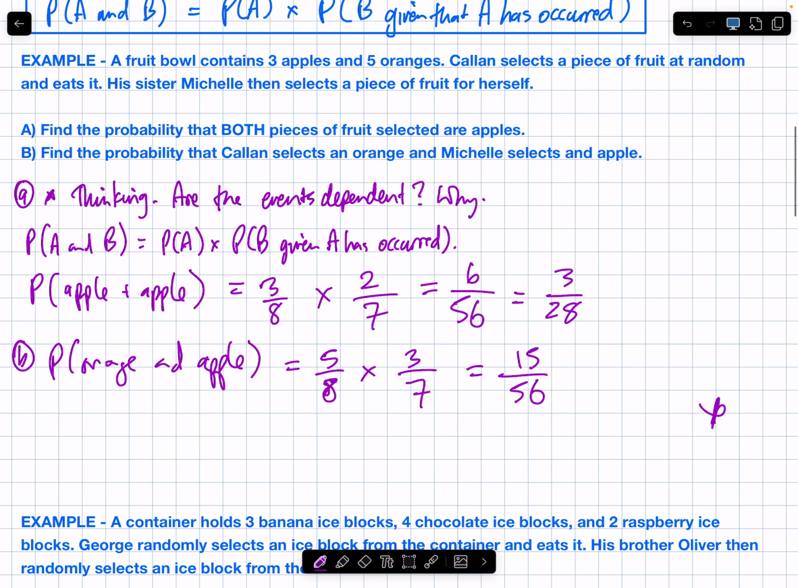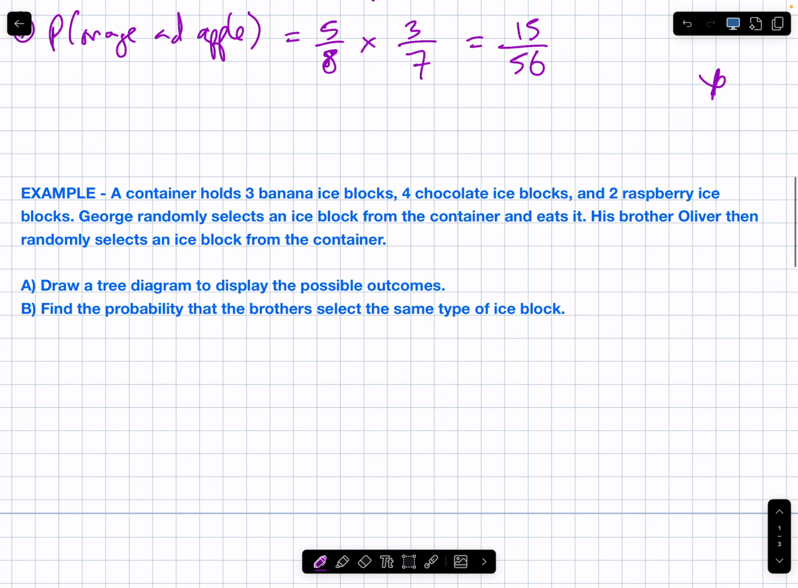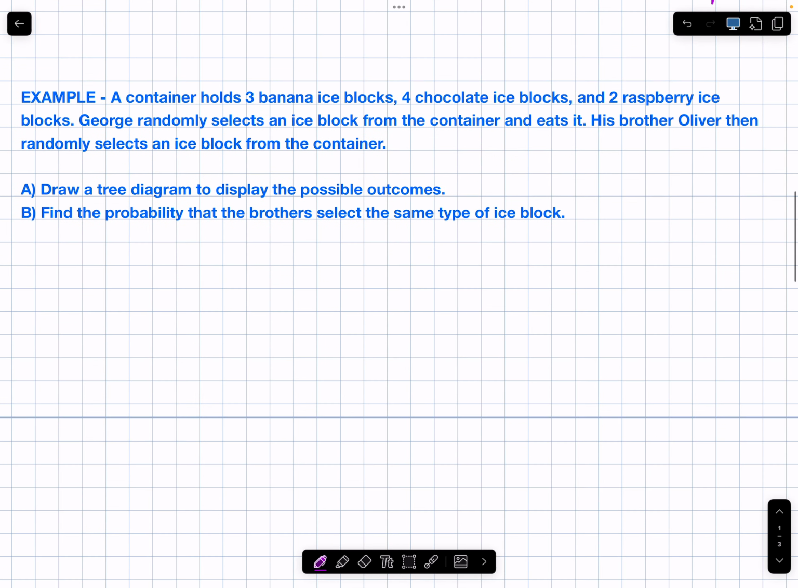All right, second example. A container holds 3 banana ice blocks, 4 chocolate ice blocks, 2 raspberry. George randomly selects an ice block from the container and eats it. Brother Oliver then randomly selects an ice block from the container. Draw a tree diagram. These are, for some reason, my favorite.